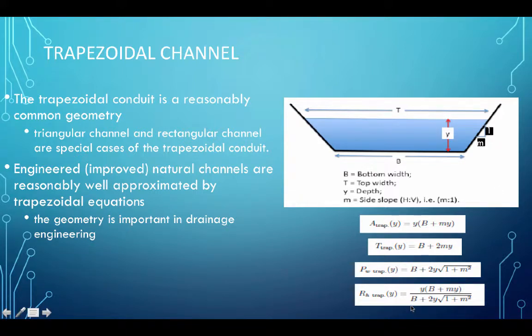Again, like I said a few minutes ago, we wouldn't actually attempt to simplify that. There's no real advantage to doing that. Just calculate the area, calculate the wetted perimeter, take the ratio, that's the hydraulic radius.